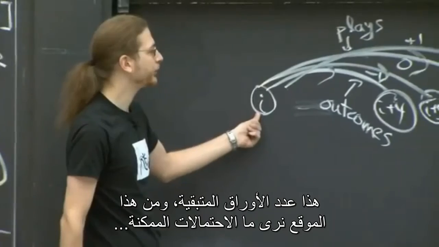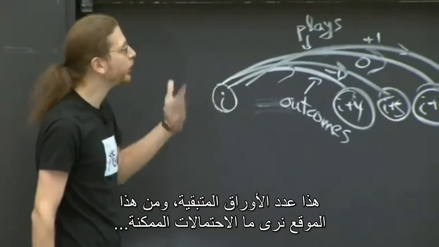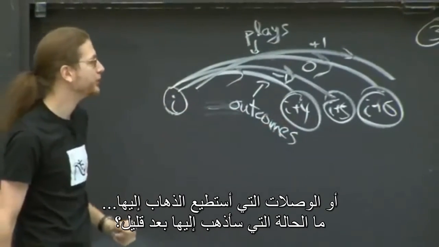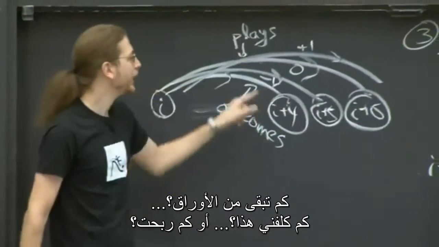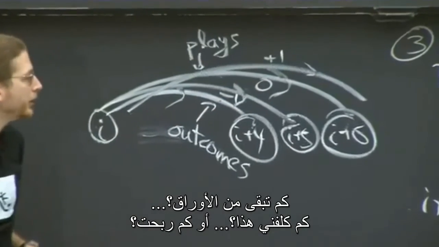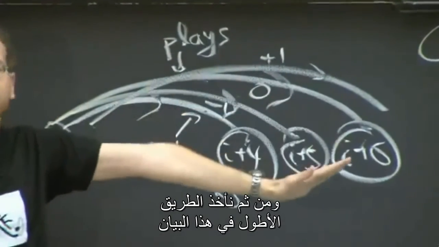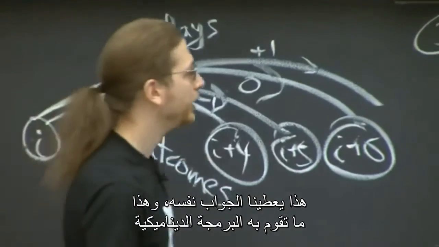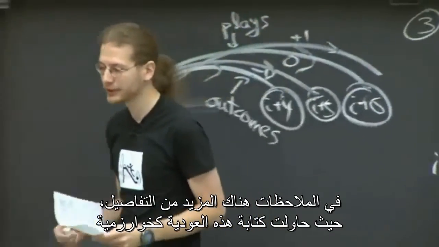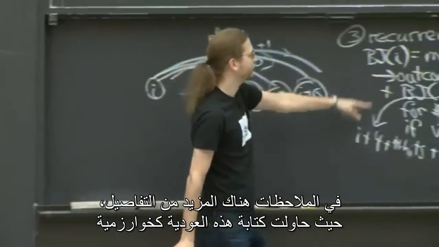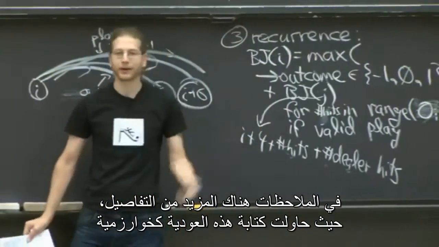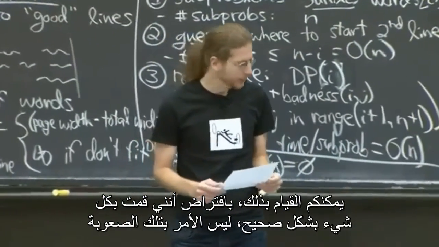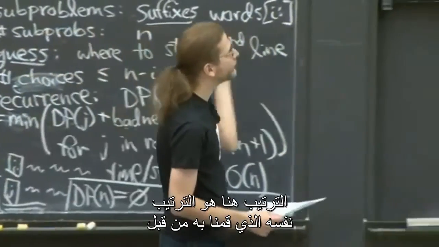This is just how many cards are left. From that position, you just see what are all the possibilities, what are all the edges that I could go to, what states could I go to next, how many cards are remaining, how much did it cost me or win me, and then take longest paths in that DAG. That will give you the exact same answer. That's what this dynamic programming is doing. In the lecture notes, there's more details where I actually tried to write out this recurrence as an algorithm. And you can do it, assuming I got everything right. It's not that hard. The order here is just the same as the order we did before.